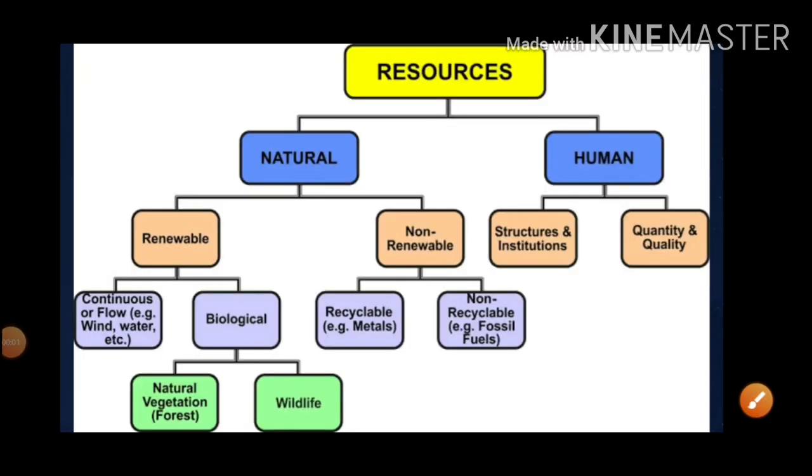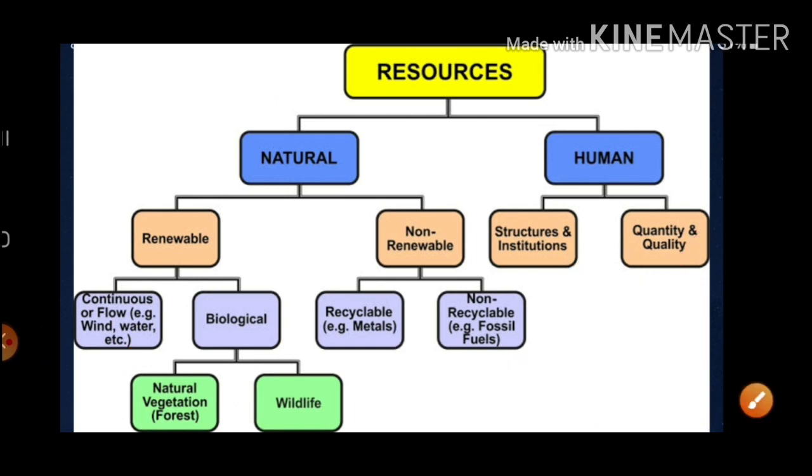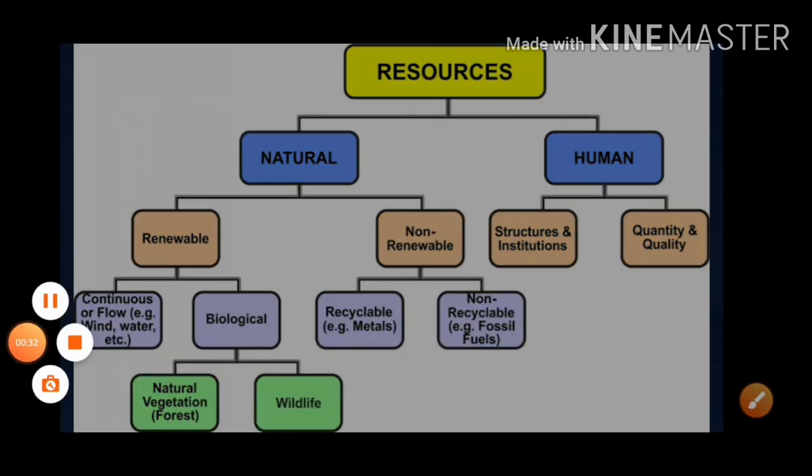See, this is the flow chart which is given in your book also, types of resources. First, it is classified into natural and human resources. Under natural, it is renewable and non-renewable. Then, in renewable, it can be a continuous one or biological factors. In biological factors, we have natural vegetation and wildlife. In non-renewable resources, we have two types, recyclable and non-recyclable. In human resource, we have structure and institution, quality and quantity.